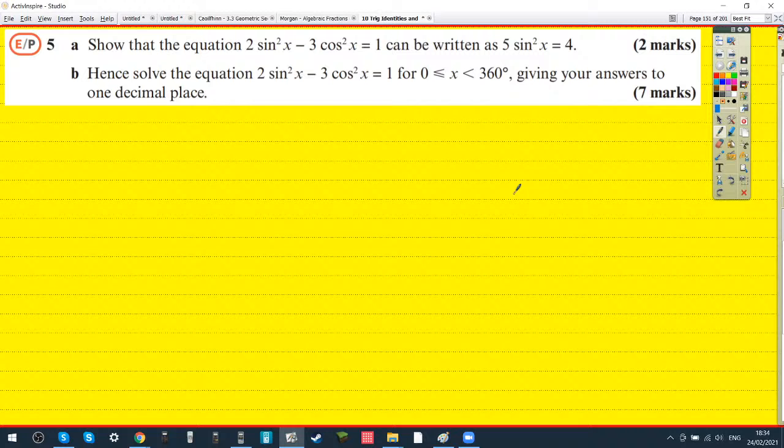Let's see this one. Show it the equation. So how would you start? Yeah, how would you do part B? It's a bit different. Let's just skip to part B. They tell us that this can be written like this. Okay. And so how would you? 5 sine squared x equals 4.